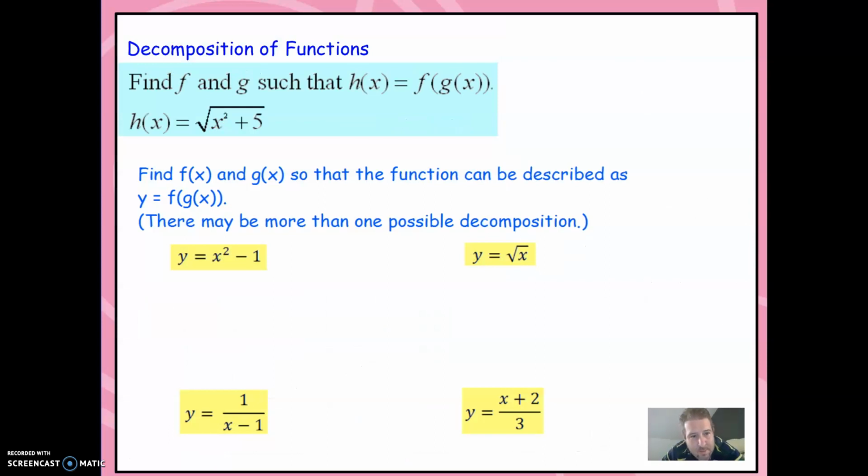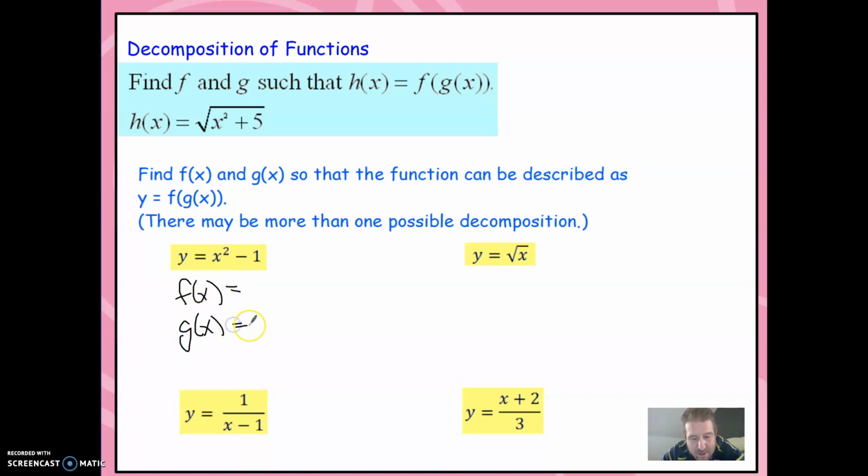So now we're going to be talking about decomposition of functions. We're being given: find f and g such that h of x is equal to f of g of x. So we're being given h of x, and we're trying to find out what f of x and g of x are. We're taking the final answer and decomposing it down. Keep in mind there could be multiple answers for some of these. We're trying to decompose it into 2 different functions, and I'm sure you can come up with multiple ones. So what would f of x and g of x be?